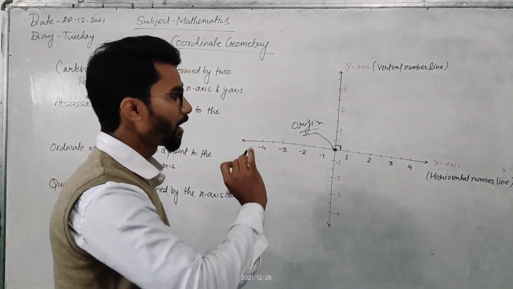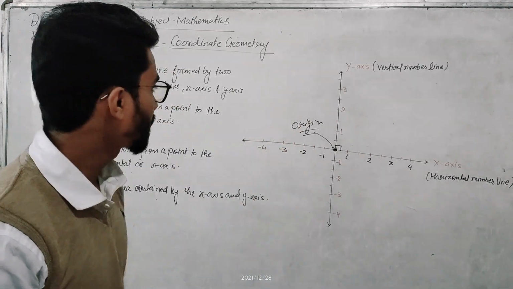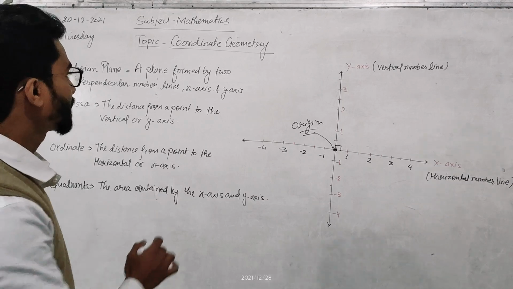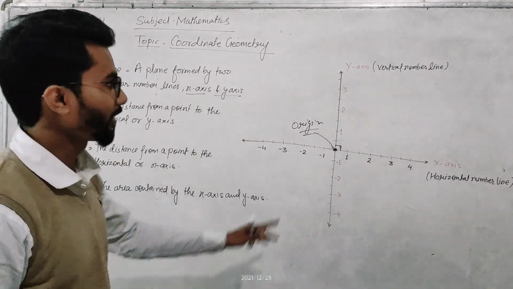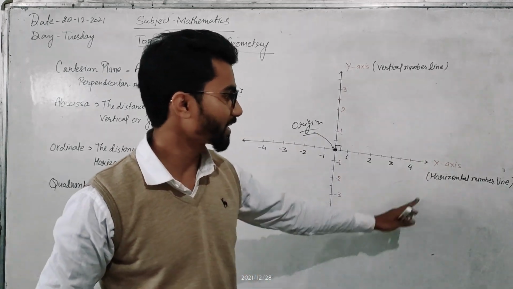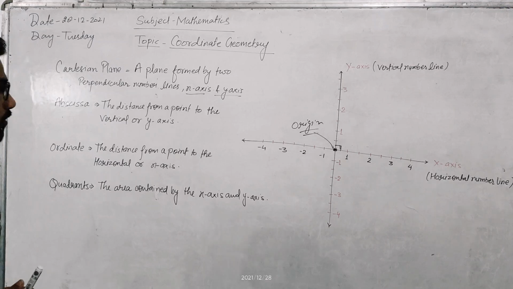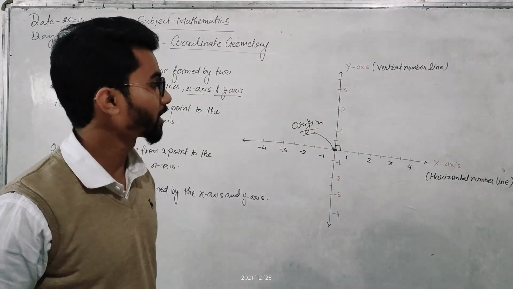So we can define this Cartesian plane, by definition, as a plane formed by two perpendicular number lines. What are the number lines? X-axis and y-axis. Y-axis is the vertical number line and x-axis is the horizontal number line. Okay. Now moving on to another important feature of this Cartesian plane.